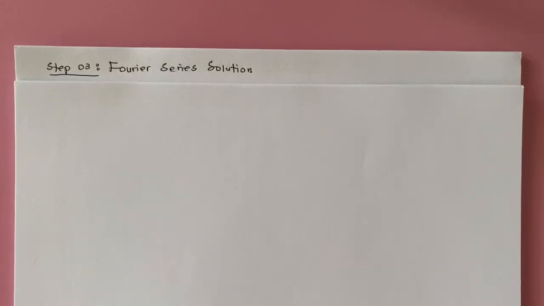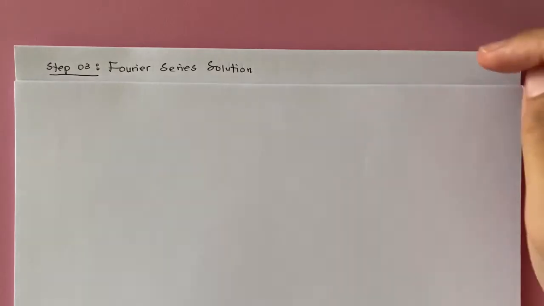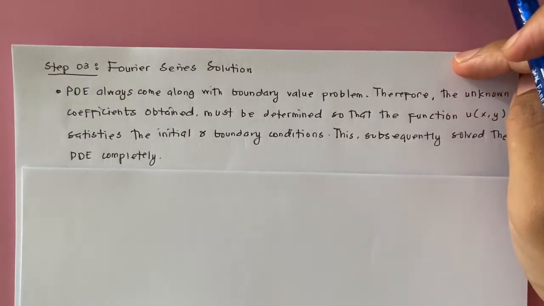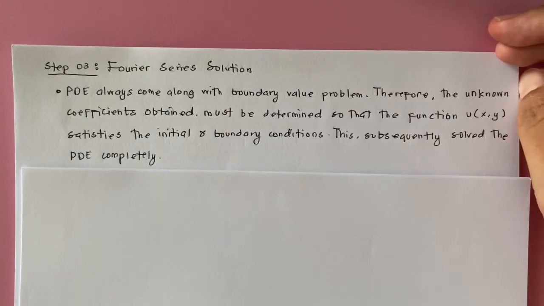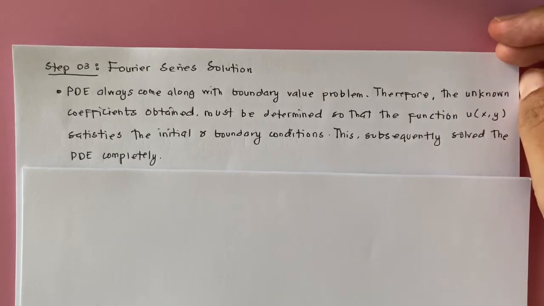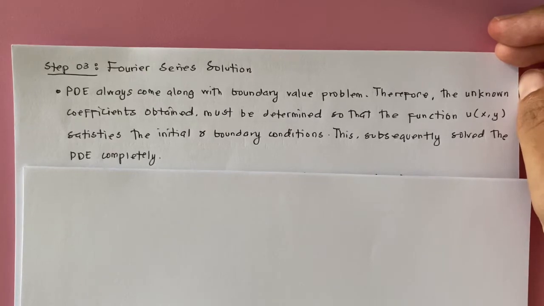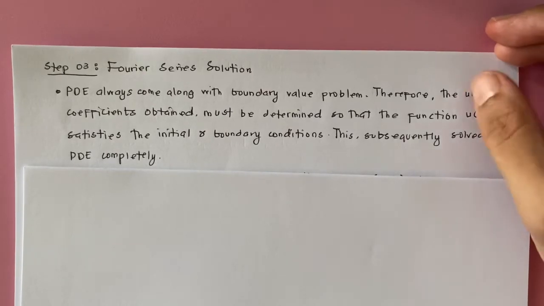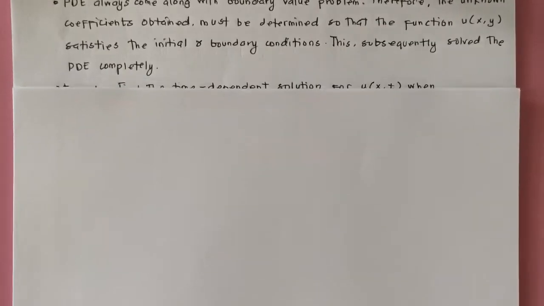Okay, the last steps for solving the PDE involving the Fourier series solution. PDEs always come along with boundary value problems. Therefore, the unknown coefficients obtained must be determined by using the Fourier series. We will determine them with the initial and boundary conditions given. This subsequently solves the PDE completely. So before this, we just solved the separable equation.